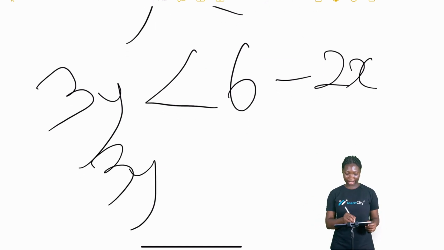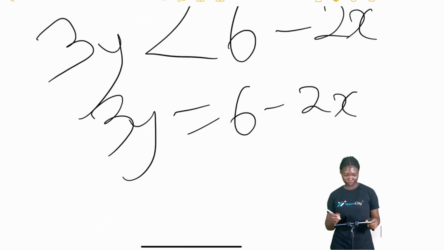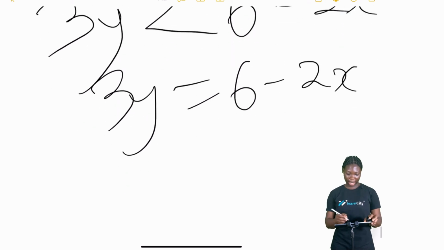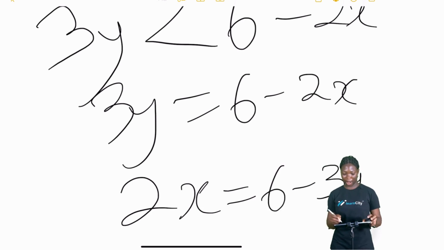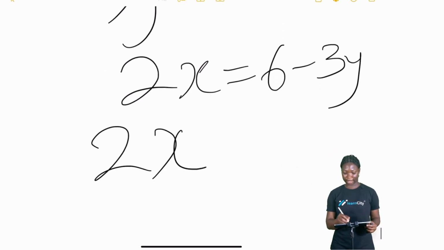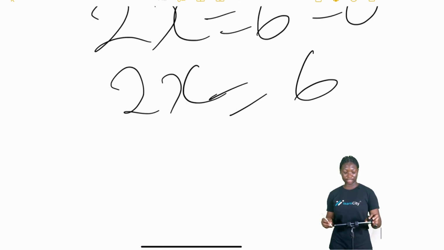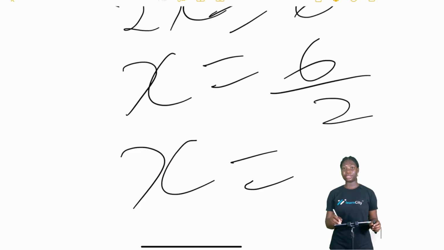Now, where y is 0, we have 3y equals 6 minus 2x, so we can have 2x equals 6 minus 3y. So we have 2x to be 6 minus 0. We have our 2x to be 6. So we have our x to be 6 over 2. We have our x to be 3. Now, where y is 0, our x is 3.